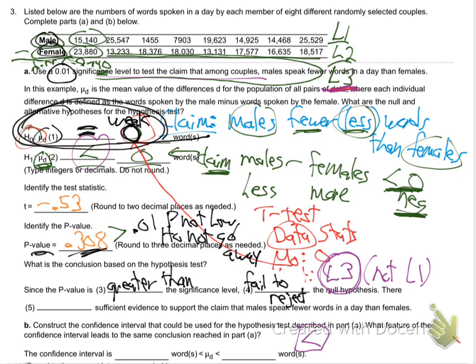There is not sufficient evidence to support the claim that males speak fewer words in a day than females. There was a 31% chance the results were just luck. They weren't that different. So the evidence was weak. We stick with the null, which says the difference is 0, meaning there's no difference. All right, now we need to do the confidence interval.